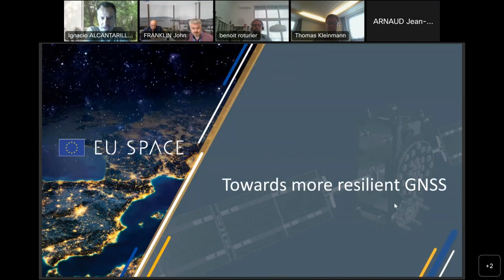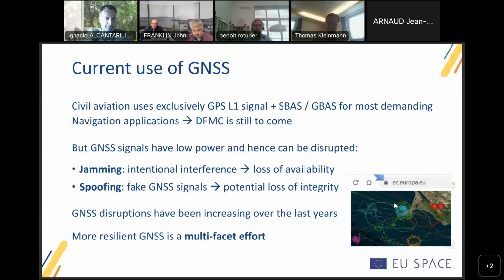Okay, so I will briefly guide you through this presentation, which is entitled Towards More Resilient GNSS. I will be saying some basic facts that you are probably much aware of, just to set up the context. As Ivan mentioned, civil aviation today uses exclusively GPS L1 signals with augmentation systems for more demanding applications like precision approach. Still, the dual frequency multi-constellation services are to come. But these GNSS signals have lower power, and they can then be easily disrupted.